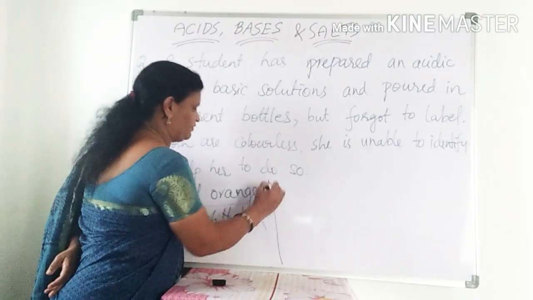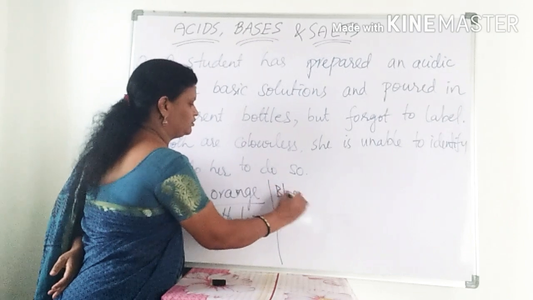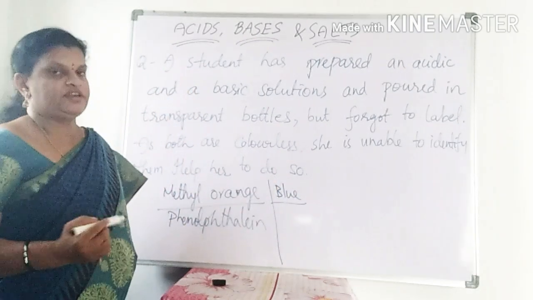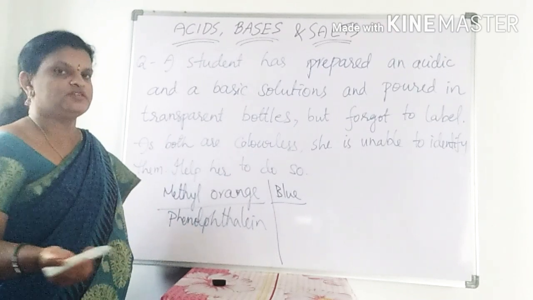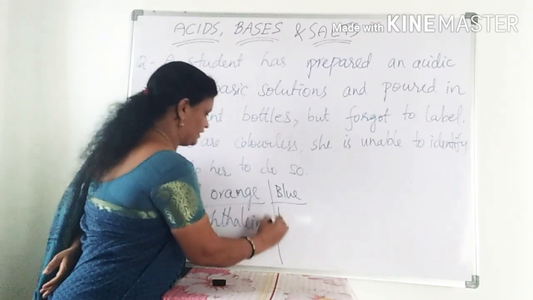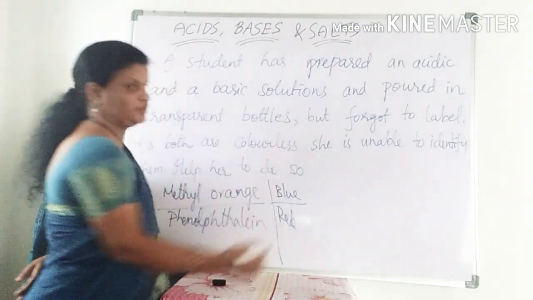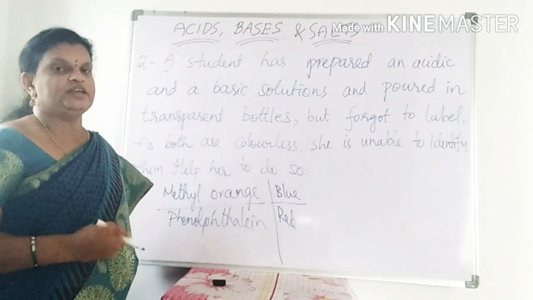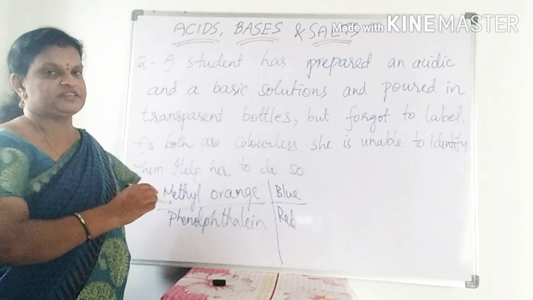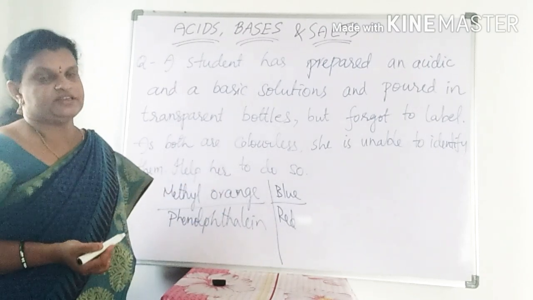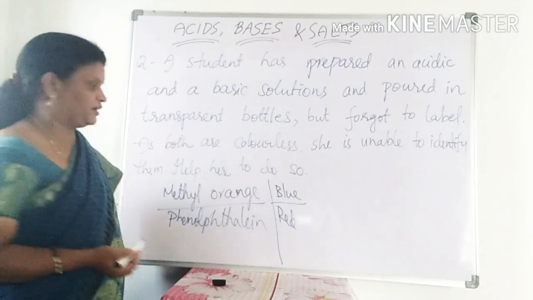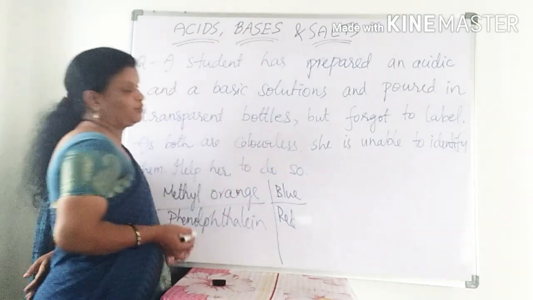Otherwise, if you are provided with blue litmus paper, how can you identify? If it converts into red color, you can say that it is an acid, otherwise it is a base. If you are provided with red litmus paper, if it converts into blue color, it is a basic solution. If it is not converted into blue color, it is an acidic solution. Like that, the question may be given in this manner.